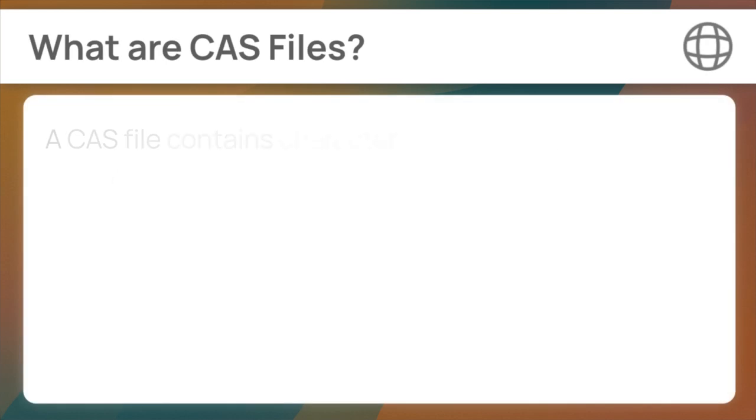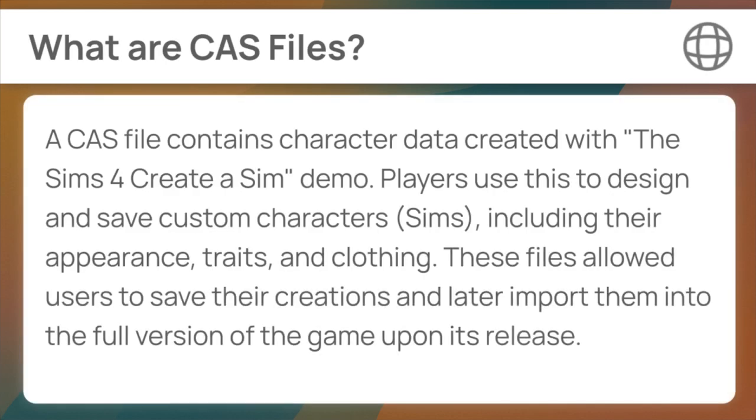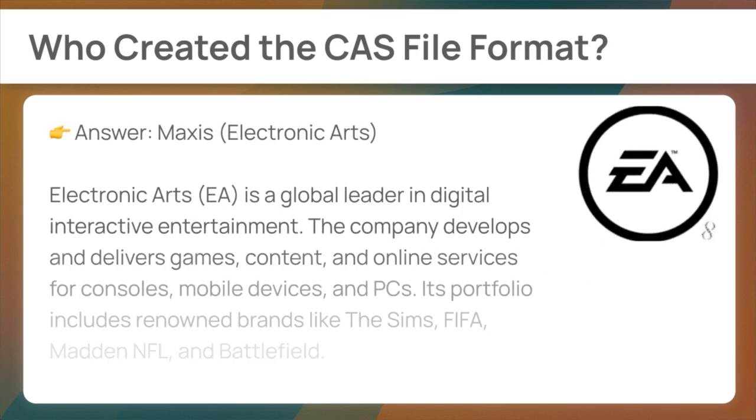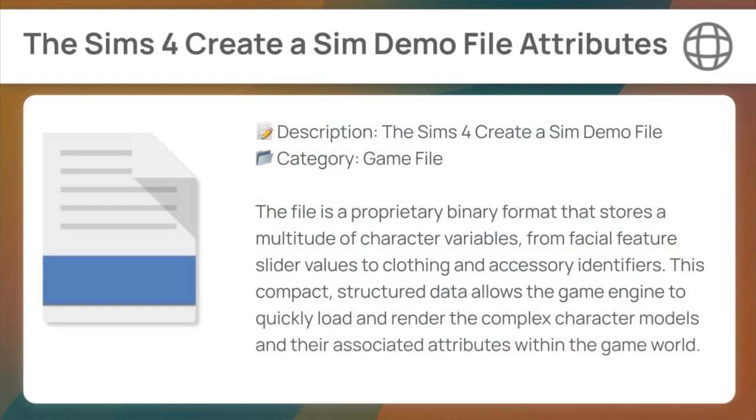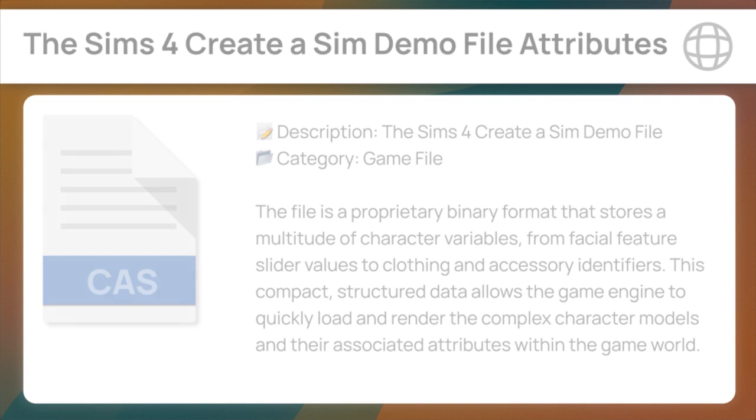A CAS file contains character data created with The Sims 4 Create a Sim demo. Players use this to design and save custom characters, sims, including their appearance, traits, and clothing. These files allowed users to save their creations and later import them into the full version of the game upon its release. The file is a proprietary binary format that stores a multitude of character variables, from facial feature slider values to clothing and accessory identifiers. This compact, structured data allows the game engine to quickly load and render the complex character models and their associated attributes within the game world.